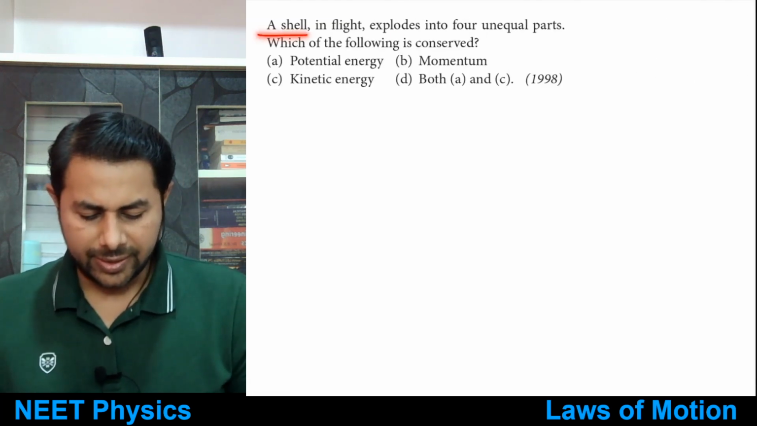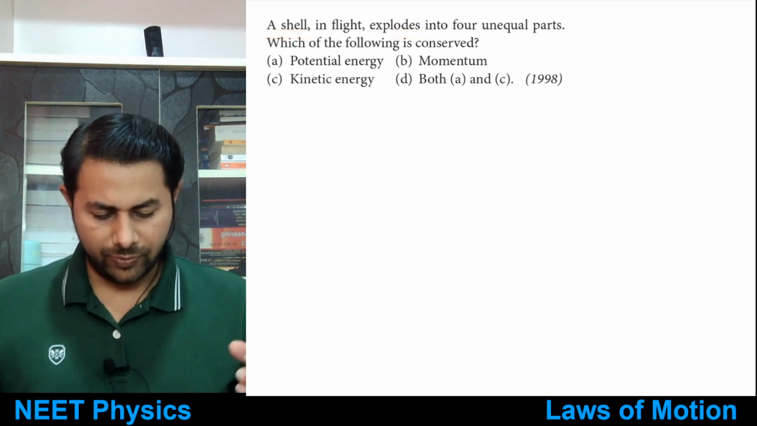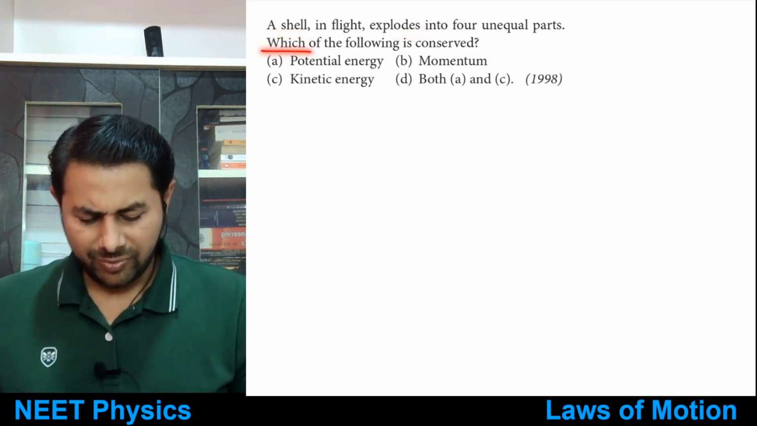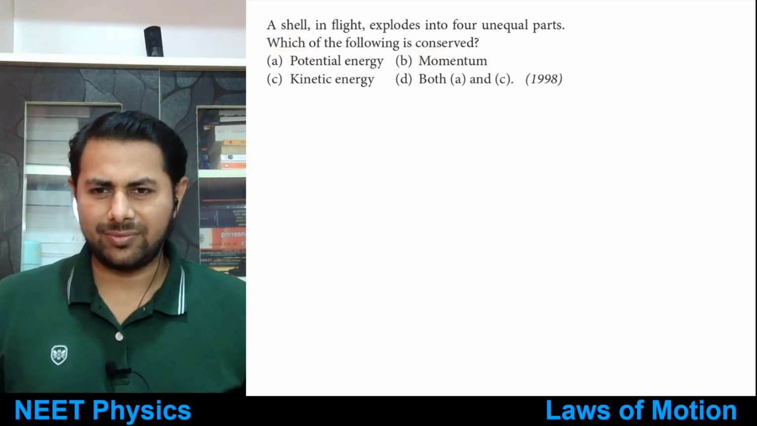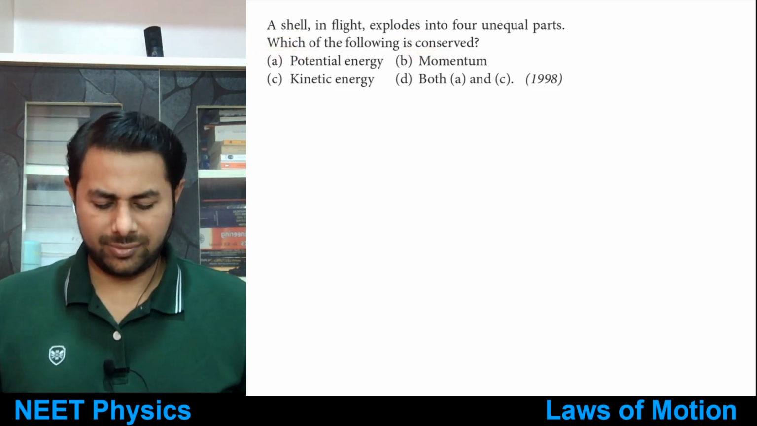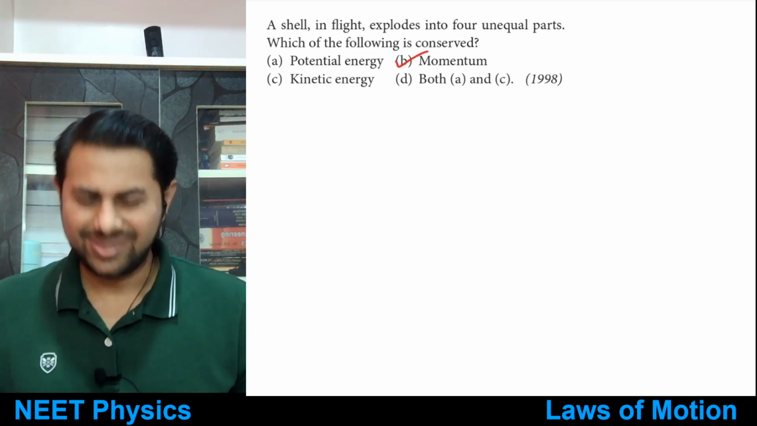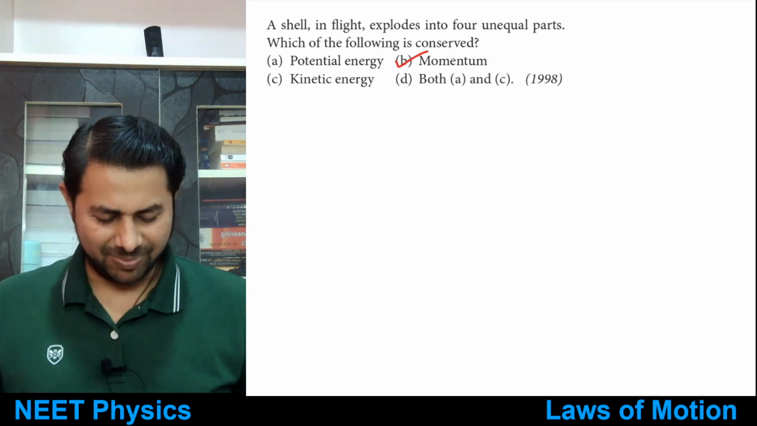A shell in flight explodes into 4 unequal parts. Which of the following is conserved? Tell me. Potential energy, momentum. Yeah, momentum is the answer. Right, very good, very simple.